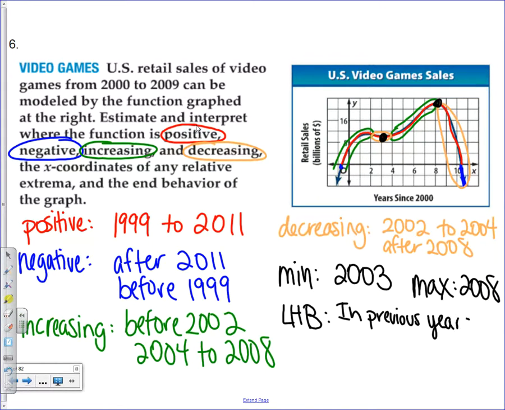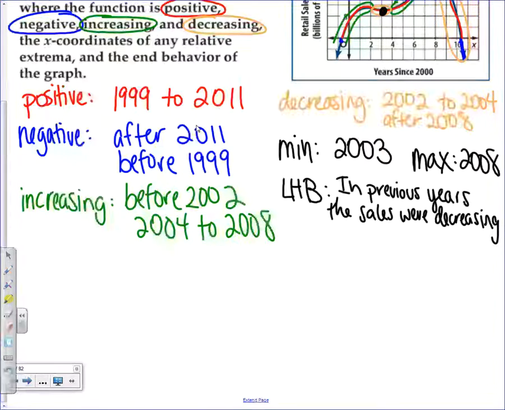In previous years, what was happening to the retail sales of video games? On the left, they're going lower. The sales were decreasing. Guys, because that's where my arrow points, right? Yes? Now we're going to do the right-hand behavior.